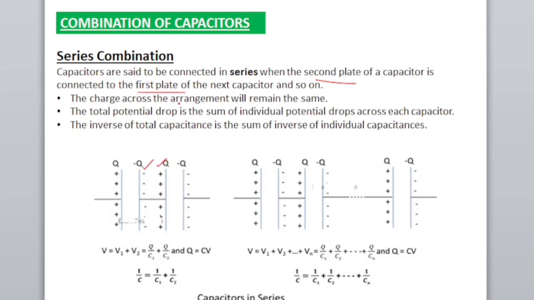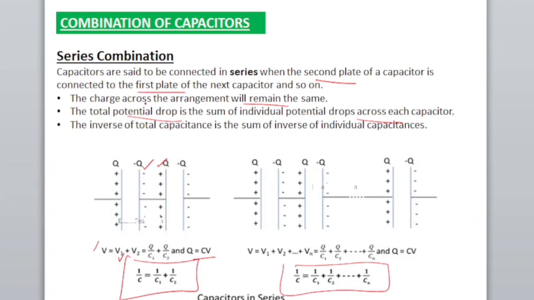In a series combination, the total charge across this arrangement remains the same. Total charge does not change. Only the total potential drop is the sum of the potential drops across each capacitor. So the total potential V is the sum of the drop across the first capacitor, V1, and the second, V2. So the total potential is Q by C1 plus Q by C2, since Q equals CV. So in a series combination, the total capacitance is given by 1 by C equal to 1 by C1 plus 1 by C2. For a number of capacitors, 1 by C equals 1 by C1 plus 1 by C2 plus 1 by C3 plus and so on.